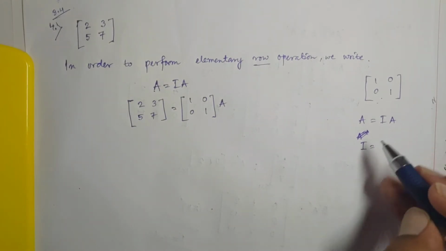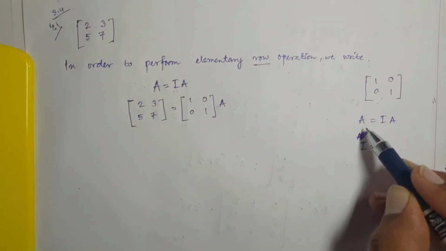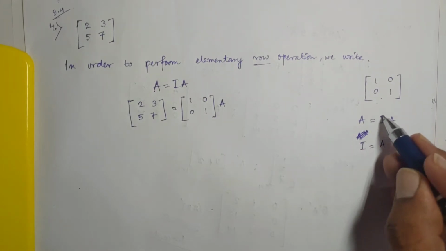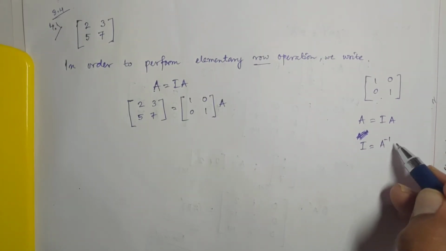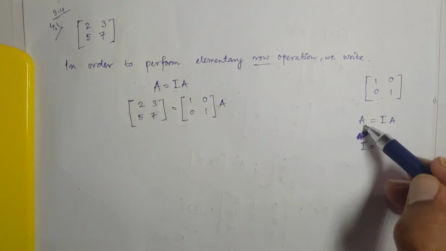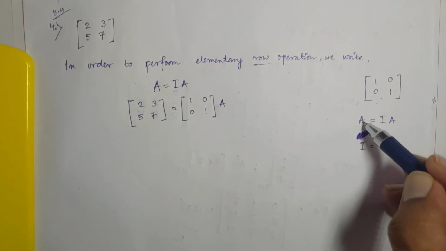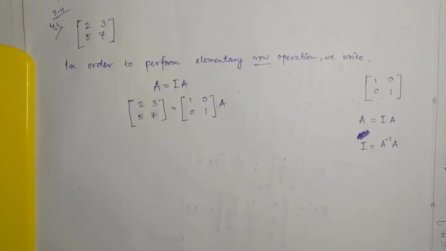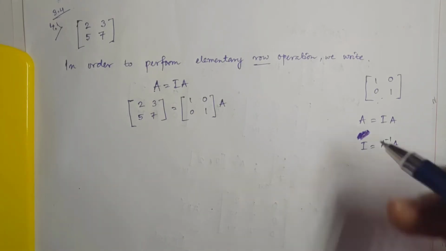Automatically, the same operations which we do, we perform on I also, and this I will change into A inverse. Without us knowing, this I will become A inverse. But we should perform this A into I correctly, then only this I will become A inverse, or it will be something else. Okay, so let's do it.